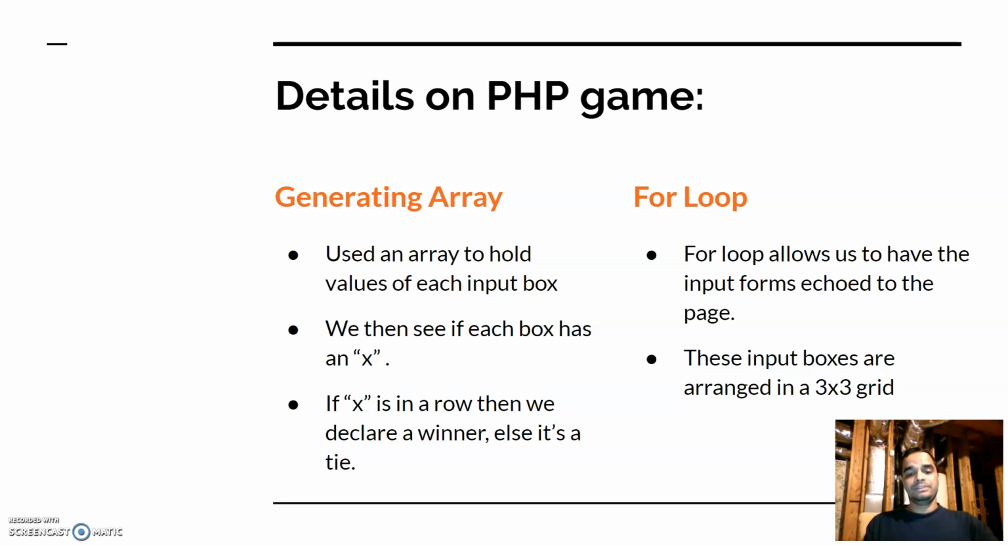We see if X is in a row, then the game declares the winner. If we put X, O and certain other combinations, it won't. The game will show you lose the game. Even if we didn't put anything to lose, it will be a tie.